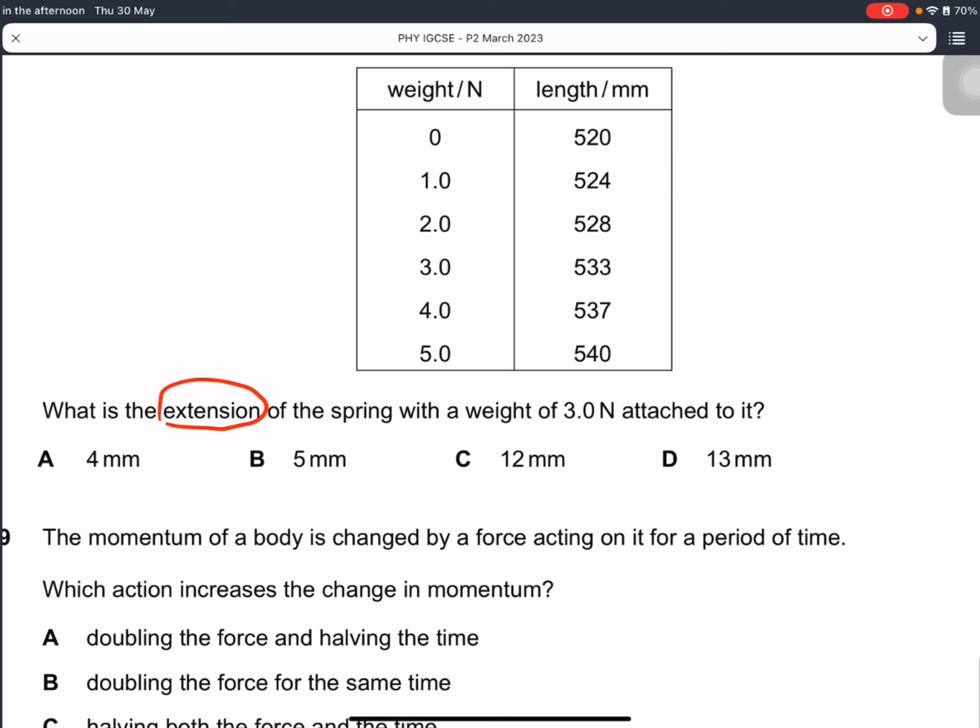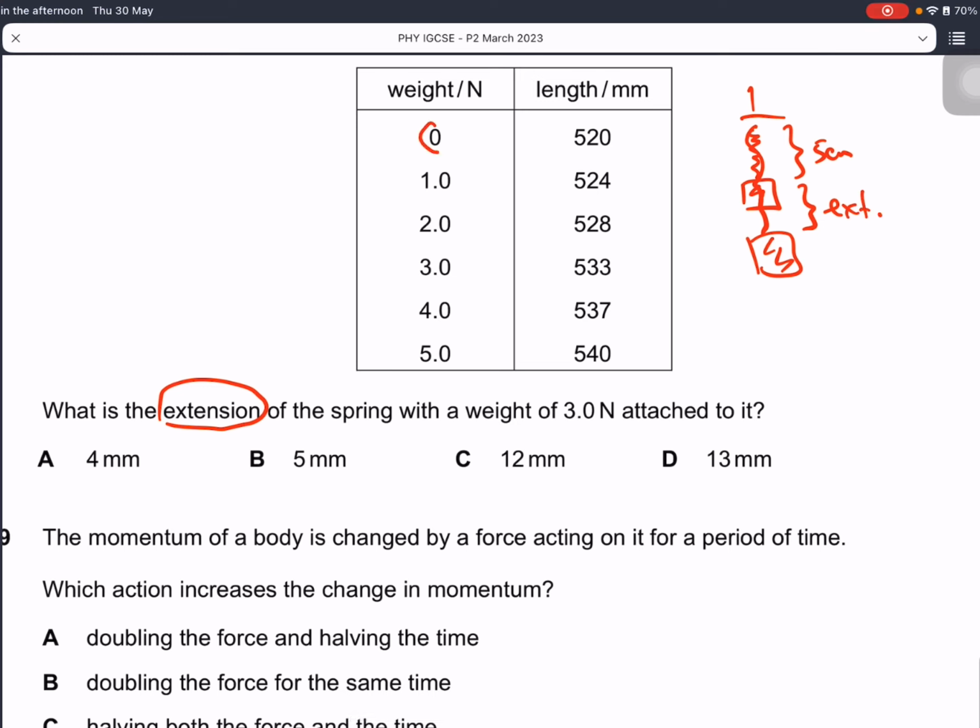What is extension? Let's say we have a spring. Let's say it has 5 centimeters. This is the length of the spring. But when I put the load here, this will be stretched a little bit. Maybe it will become here. So this side becomes the extension, okay? So the extended part is called extension.